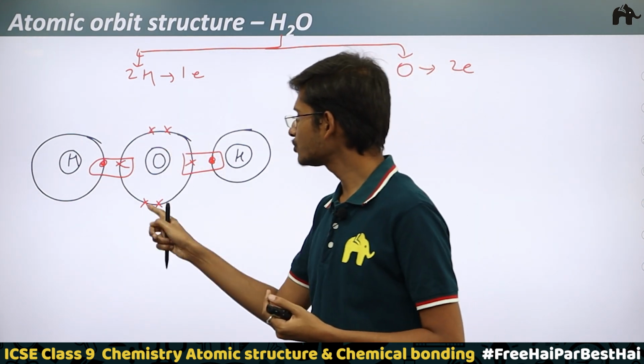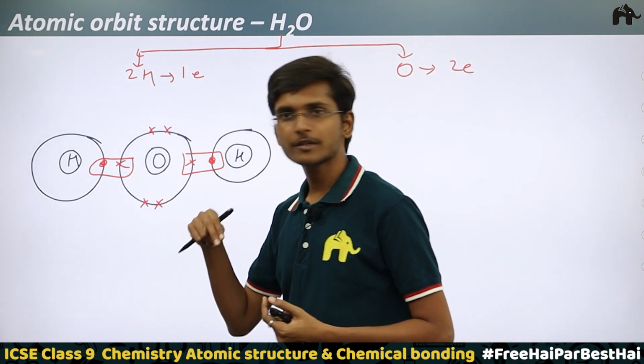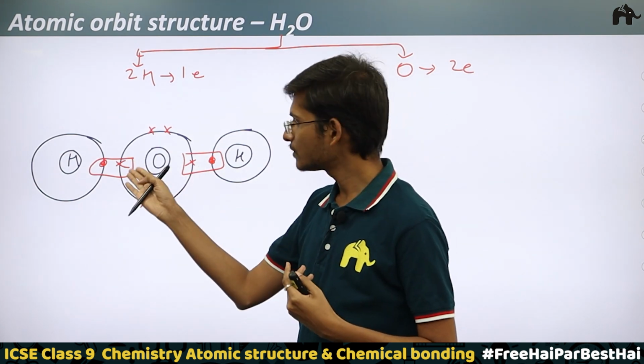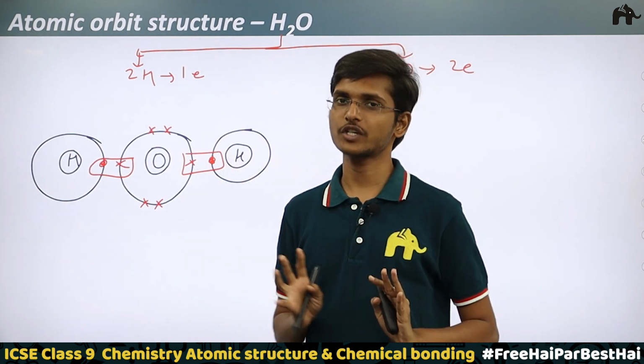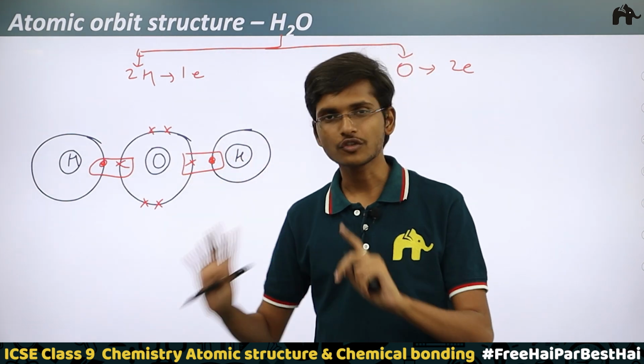How? See, 1, 2, 3, 4. And since this is also a shared pair of electrons, it would also be included in its shell. So 5, 6, 7, 8, same way. So 8 electrons in the outermost shell of oxygen. So oxygen is also getting stable.